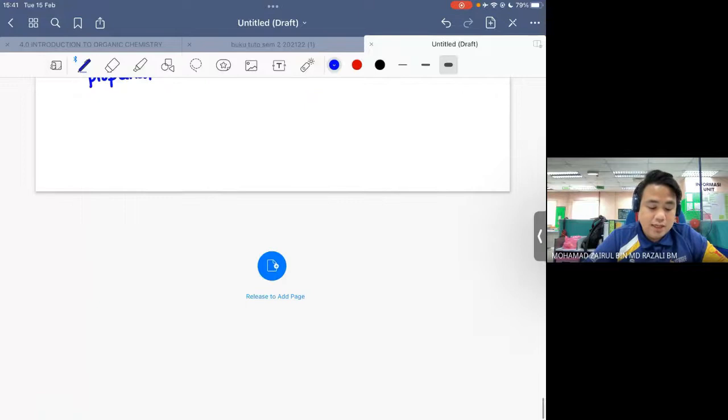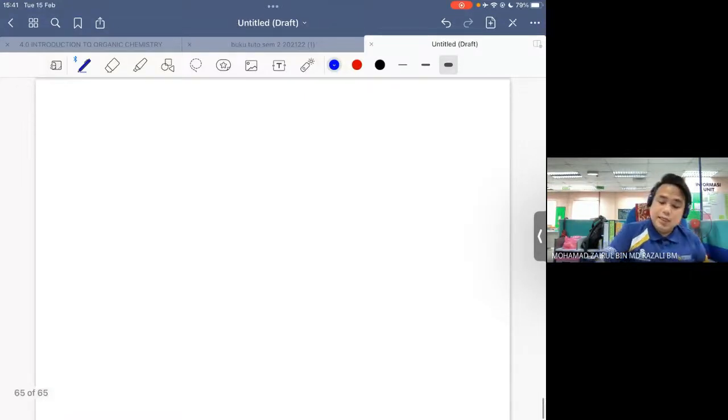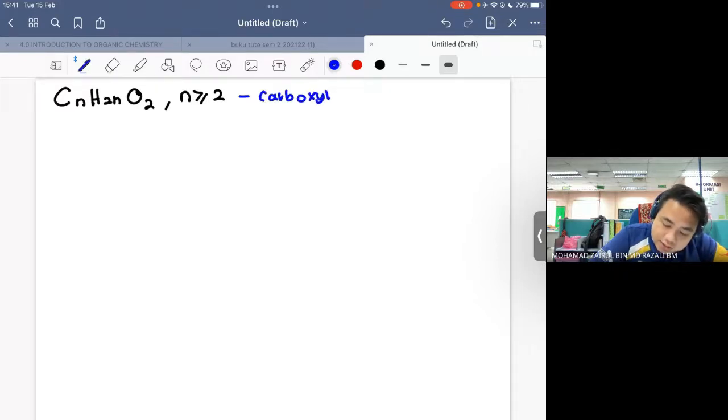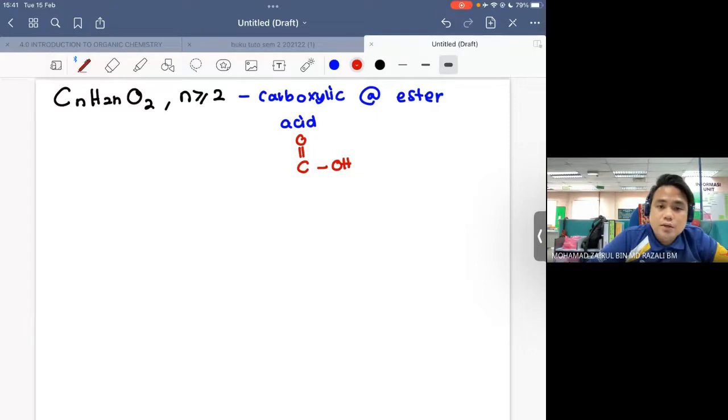Okay, last one. So yang last kita ada yang ada general formula of CnH2nO2 where n is greater than or equals to 2. Okay, so kalau dia ada general formula CnH2nO2, dia adalah untuk carboxylic acid or ester. Carboxylic acid, dia punya functional group is C double bond O OH. Okay, this is carboxylic acid. For ester, is a C double bond O, single bond O, and dekat O tu ada single bond C.